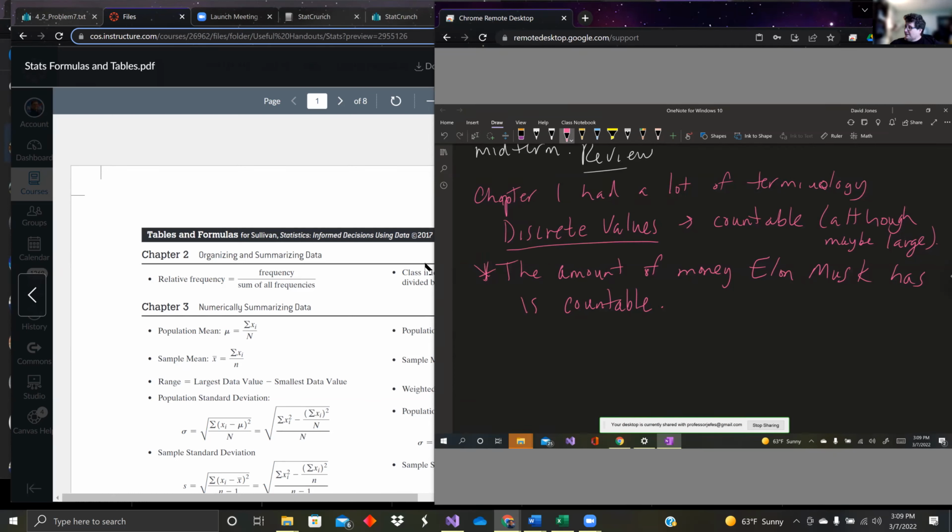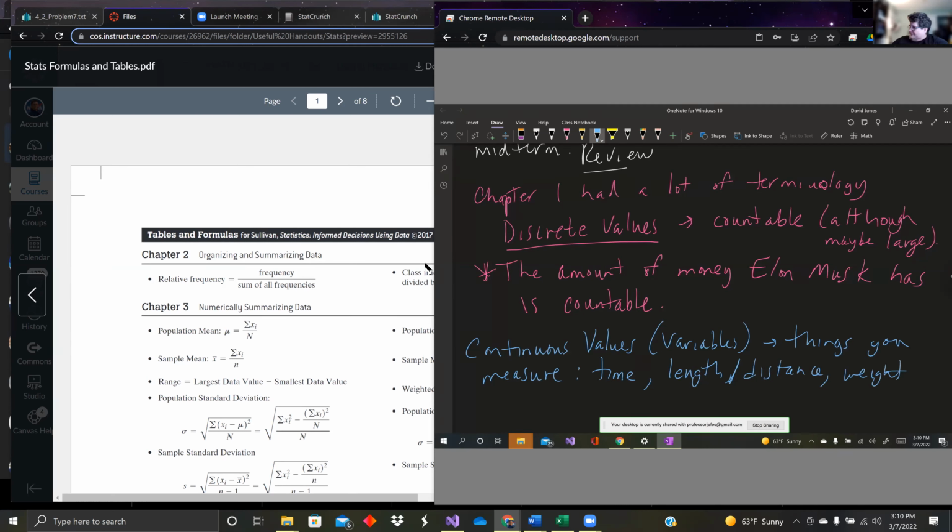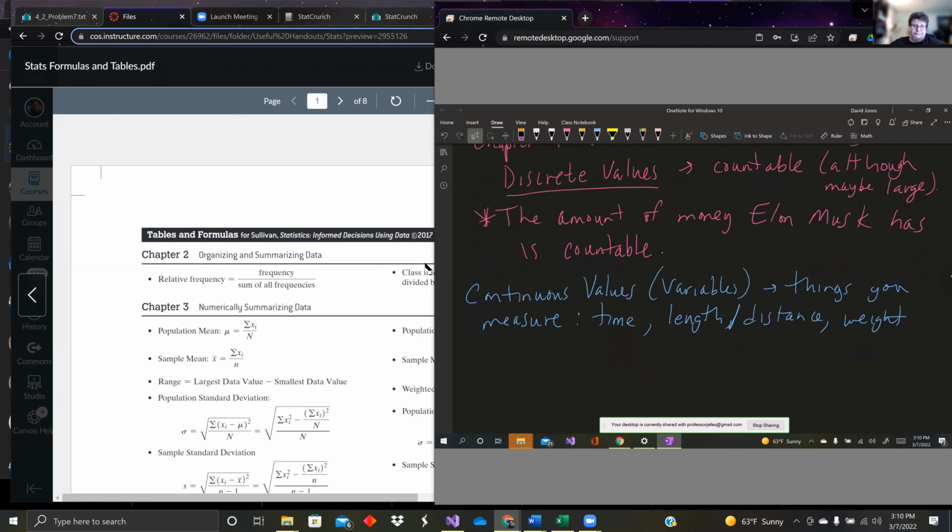That was discrete values. Then we had continuous values or variables. These are things that had to be measured. Time, length, any form of length, width, height, stuff like that. So length or distance is a way of thinking of it. You can think about weight, things like that.